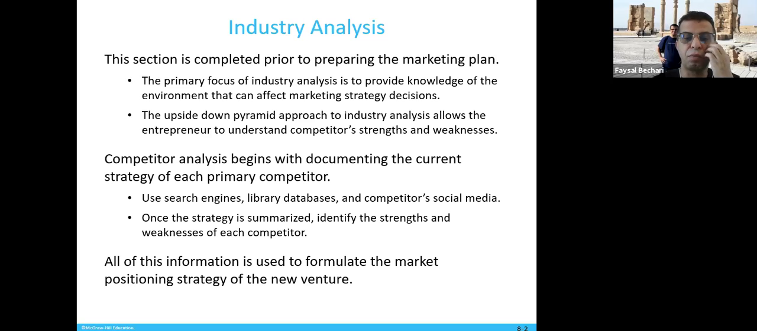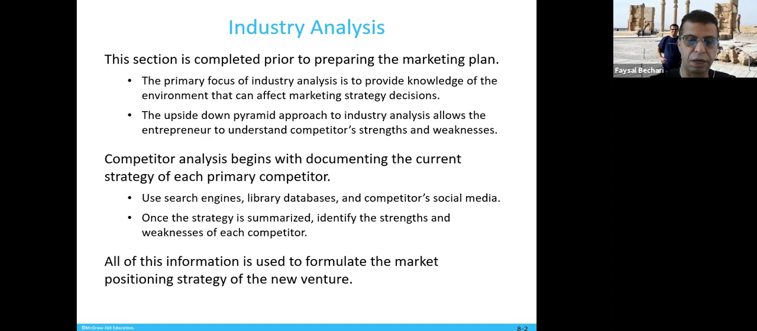The upside down pyramid approach to the industry analysis allows you, the entrepreneur, to understand the competitors' strengths and weaknesses. We'll explain that shortly. Competitor analysis begins with documenting the current strategy of each primary competitor. So the first thing you do is look at your competition and start documenting.